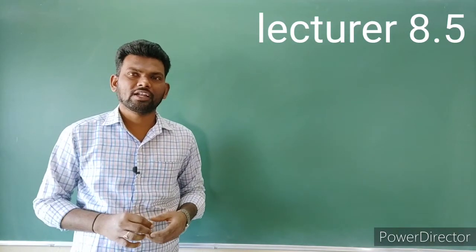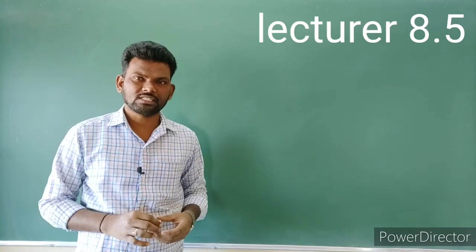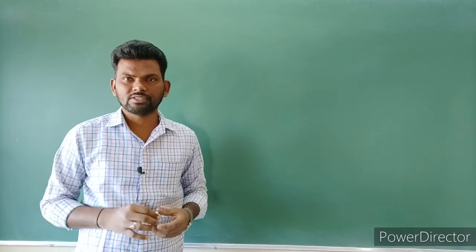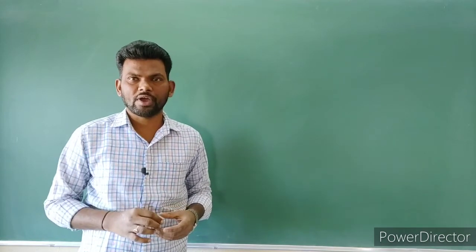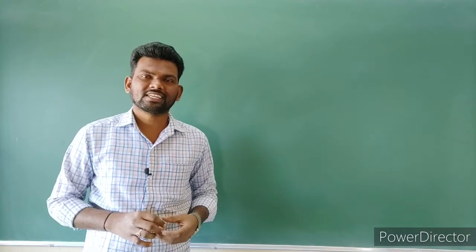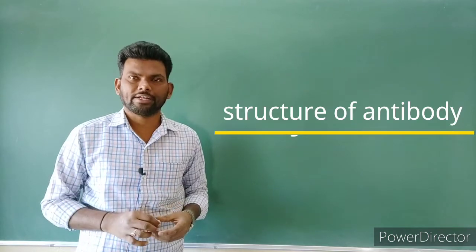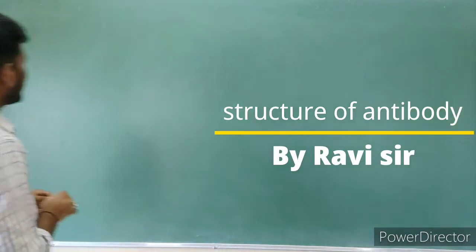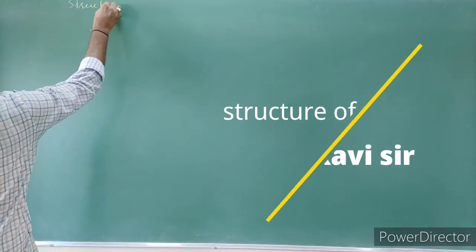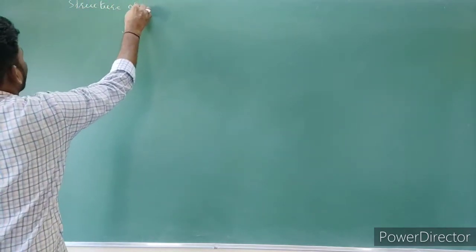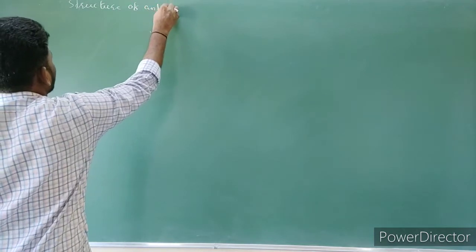In the last class we already learned about different types of lymphocyte cells like T cells as well as B cells and their functions, primary response and secondary response. Today's topic is regarding the structure of antibody. Put the heading: structure of antibody.